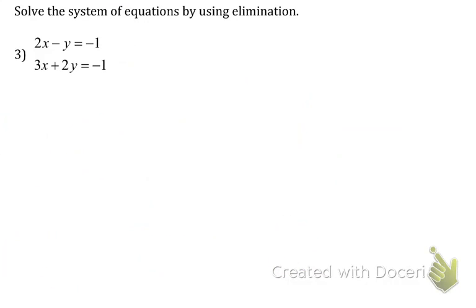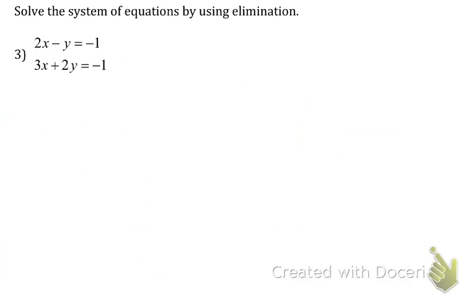Now let's move on to elimination. The goal of elimination is to identify a variable to eliminate so that you can eliminate one variable, you're left with the other, so then you can plug that first variable in and solve for the second.